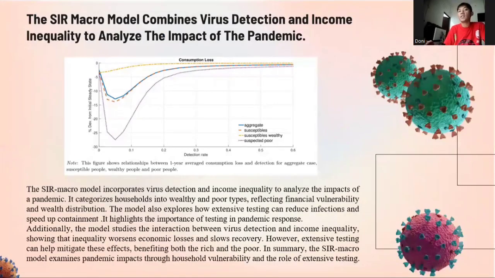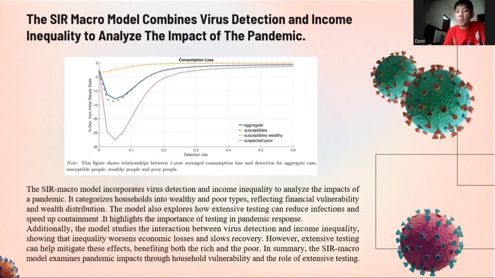Next slide. This is the SIR macro model combined with virus detection and income inequality to analyze the impact of the pandemic. The SIR macro model incorporates virus detection and income inequality to analyze the impact of a pandemic. It categorizes households into wealthy and poor types, reflecting financial vulnerability and wealth distribution. The model also explores how extensive testing can reduce infection and speed up containment. It highlights the importance of testing in pandemic response.